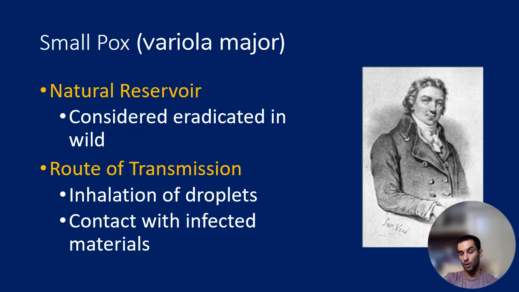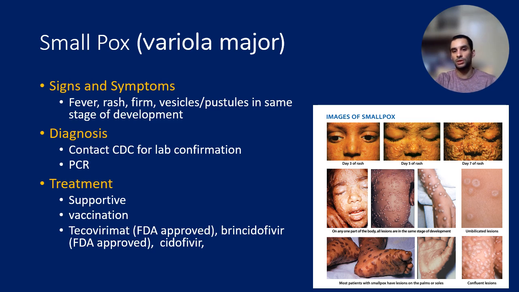What about smallpox? Smallpox is eradicated in the wild due to this guy inventing the smallpox vaccine. However, a lot of people nowadays are not vaccinated. At least my generation was not routinely vaccinated anymore. So it could be a concern if it comes back. Now, because there is no natural reservoir of smallpox, if you see a patient with smallpox, that's a bad actor until proven otherwise. It's mainly transmitted by droplet inhalation or contact with infected materials. You can see some images of what it looks like here. The key thing is it's a rash and it's got vesicles or pustules in the same stage of development.